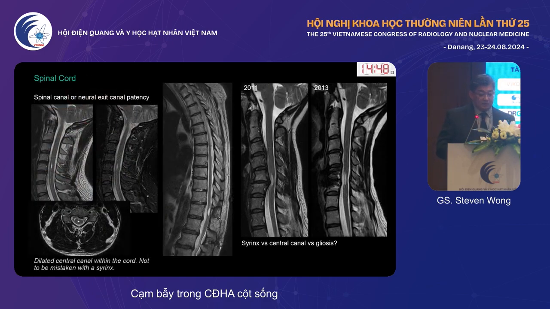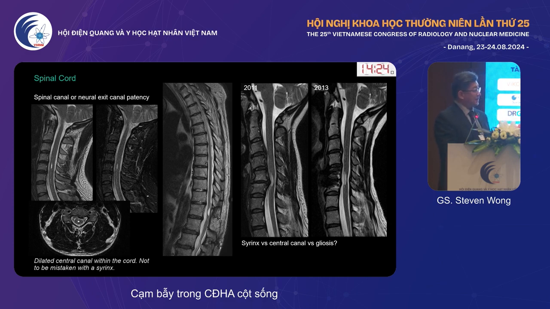Right, let's go to the spinal cord. Spinal cord can have a lot of problems, right? But sometimes it's normal. So if you see this, and you do a contrast study, contrast MR, you will see that this doesn't enhance. It's likely to be a normal central canal, a little bit dilated. Don't call it a syrinx.